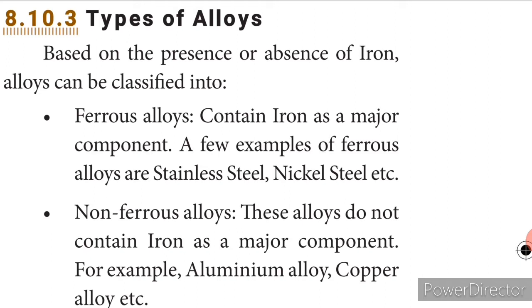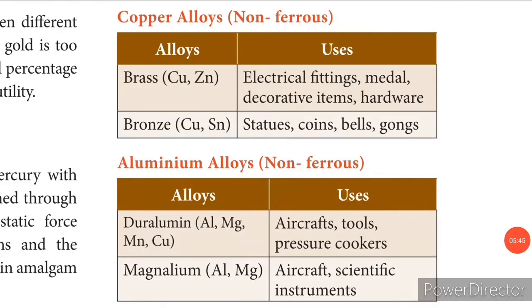Now non-ferrous alloys can be aluminum alloy or copper alloy, which do not contain any iron, or iron is not the major component. Now look into the table, children. I said that the copper alloy and the aluminum alloys are called non-ferrous, they do not contain iron, isn't it? For example, brass, which is nothing but the mixture of copper and zinc. So these are used for electrical fittings, hardware, decorative purposes, etc. Bronze, we have coins, bells, utensils, etc., which is nothing but the alloy of copper and tin.